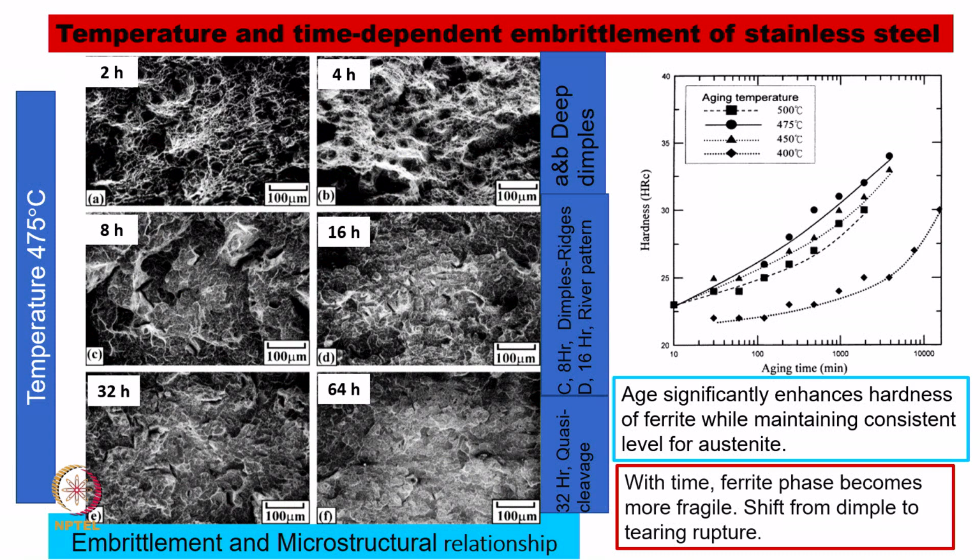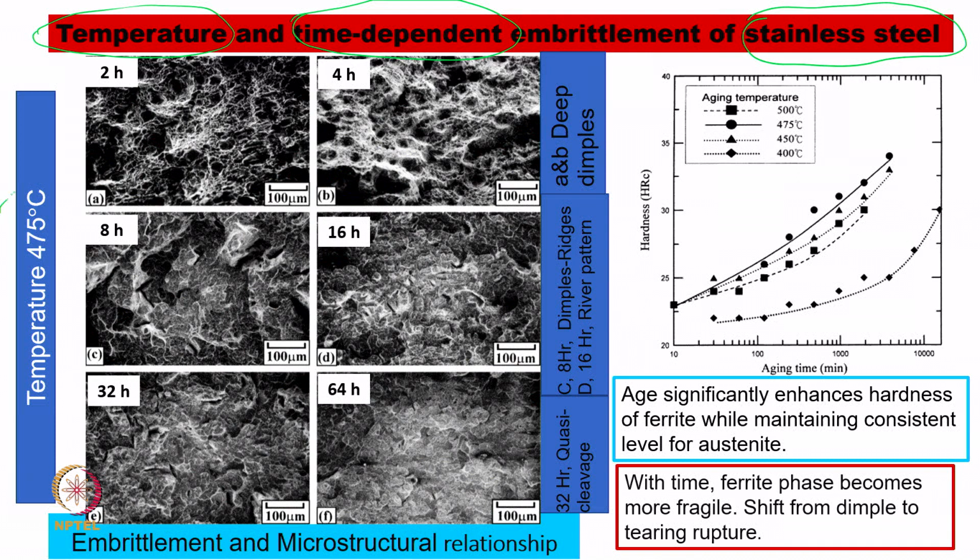Now, let us cover a couple more examples. We are going to cover a stainless steel example, where the stainless steel changes its behavior from ductile behavior to brittle behavior, just by exposure to a combination of time and temperature. So, this is the temperature and time dependence, and we are going to cover one example which has been picked up from one of the references.